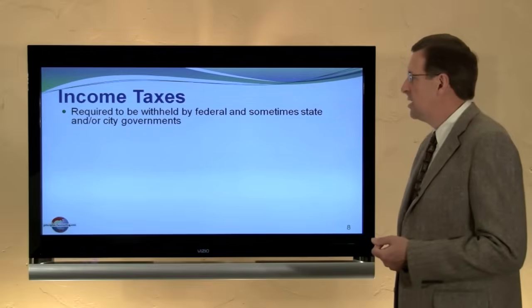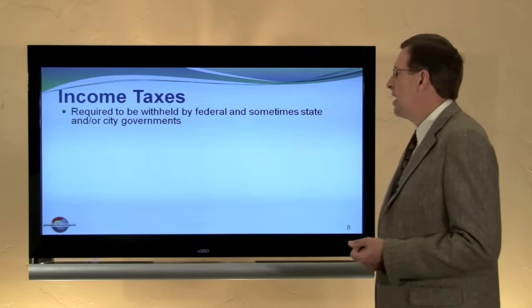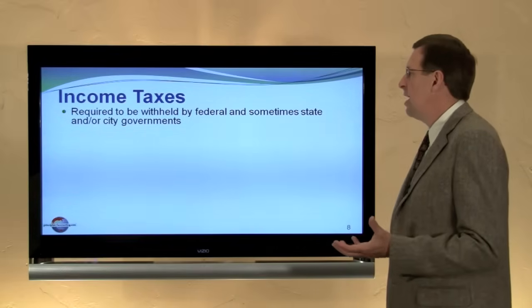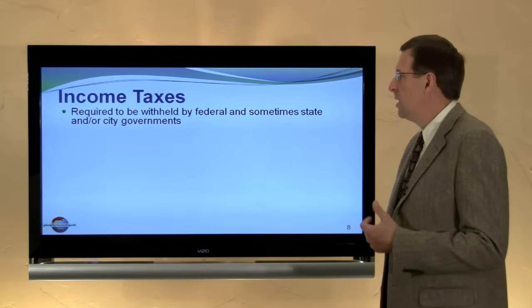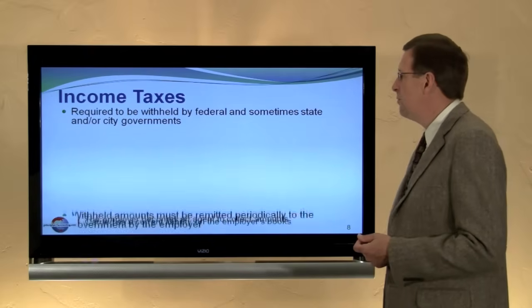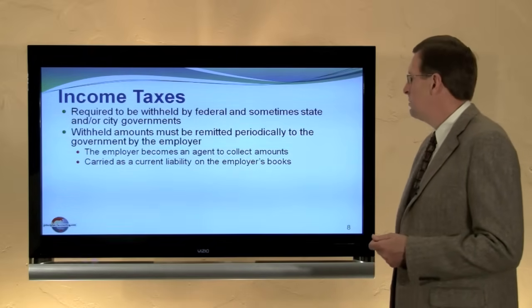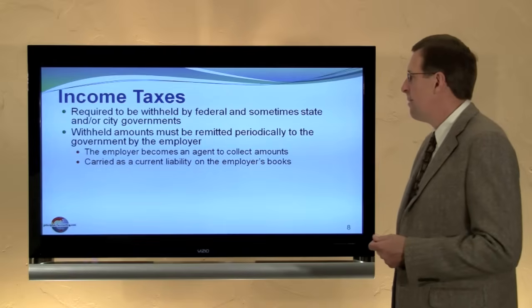Let's consider some of these deductions more closely. Income taxes. These are taxes on income that are required to be withheld by federal and sometimes state and even city governments. The withheld amounts must be remitted periodically to the government by the employer.